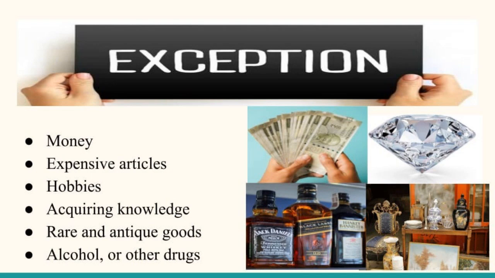Now comes the exception part. After understanding the law, it's very important to note in which conditions the law doesn't hold good or doesn't work. So the main exception points here are money, expensive articles, hobbies, acquiring knowledge, having rare and antique goods, alcohol or other drug addiction.